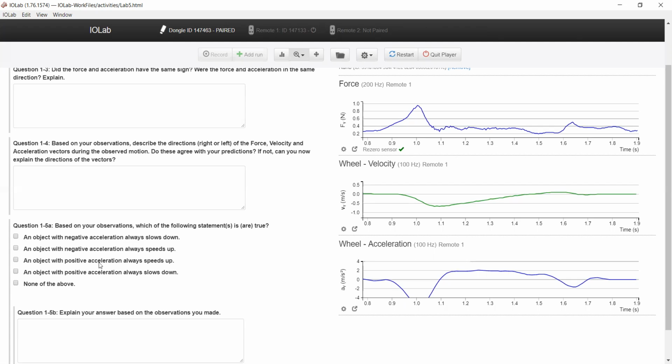Okay, an object with positive acceleration always speeds up. We cannot say that. We have already seen it here. It was slowing down. An object with positive acceleration always slows down. So I don't think any of them is correct.